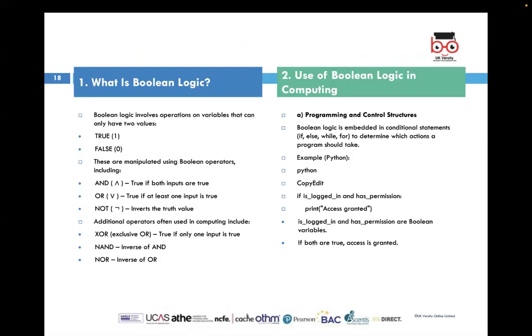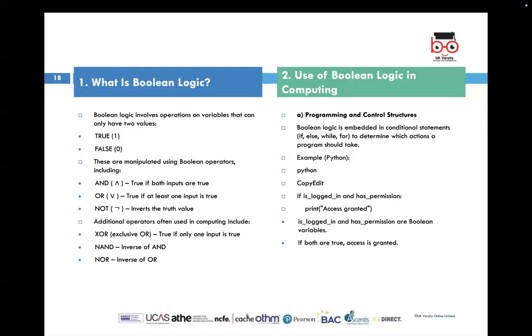So Boolean logic involves operations on variables that can only have two values, true, which is one, and false, which is the binary zero. These are manipulated using Boolean operators, including and, or, and not, which we have discussed previously. Additional operators often used in computing include XOR, which is an exclusive OR, and this is true if only one input is true. NAND is the inverse of AND and NOR is the inverse of OR.